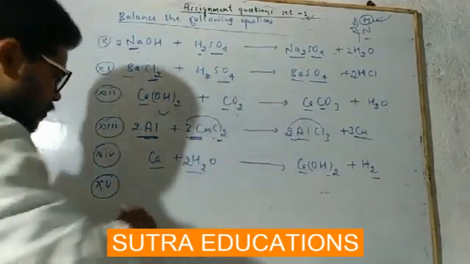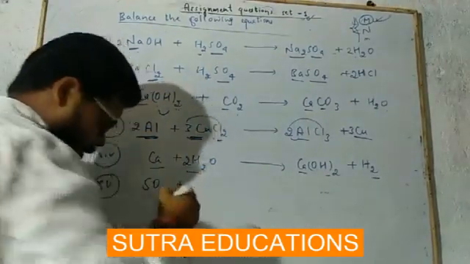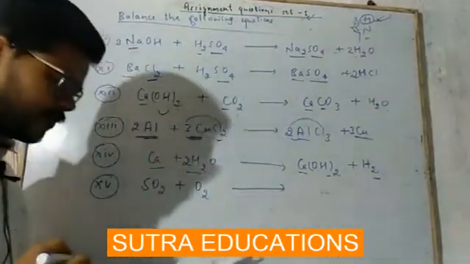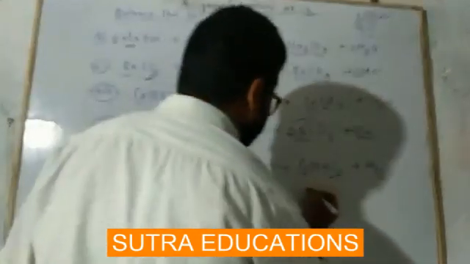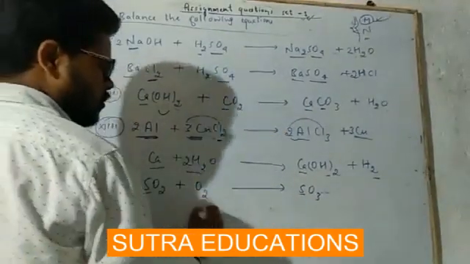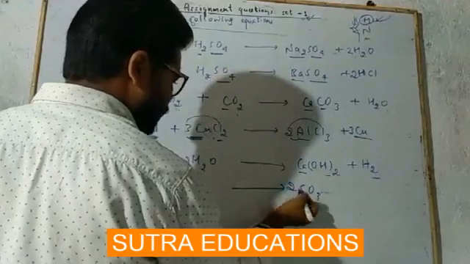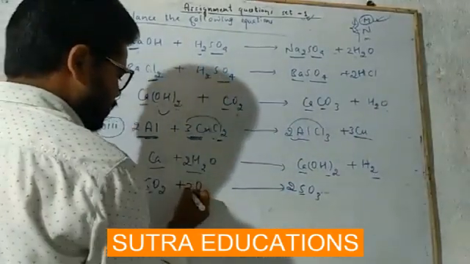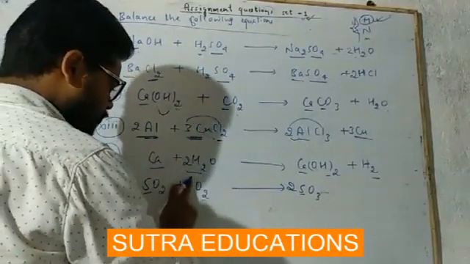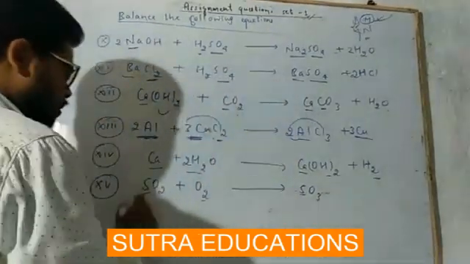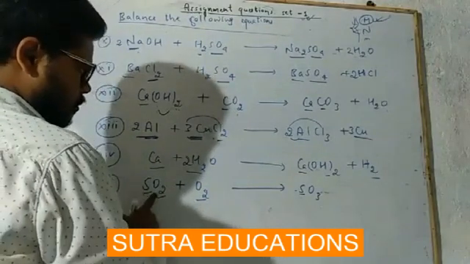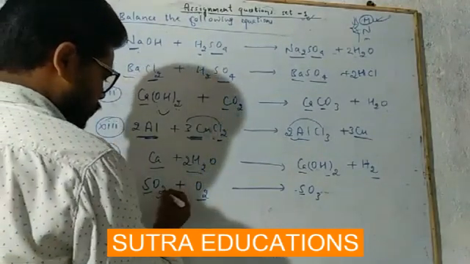15 is sulfur dioxide, it means SO2 plus oxygen O2, it will form sulfur trioxide SO3. So sulfur 1 is balanced, oxygen here is 2, oxygen here is 3. So multiply this by 2, 2 into 3, 6, multiply this by 3, 3 into 2, 6. Sulfur is balanced. Oxygen is 2 plus 2, 4. SO2 plus O2 gives 2 SO3.